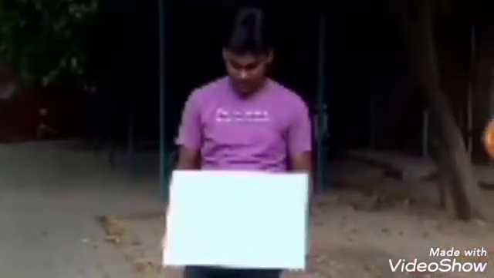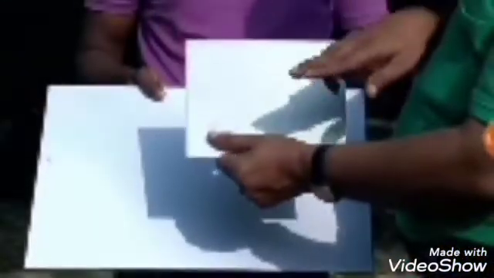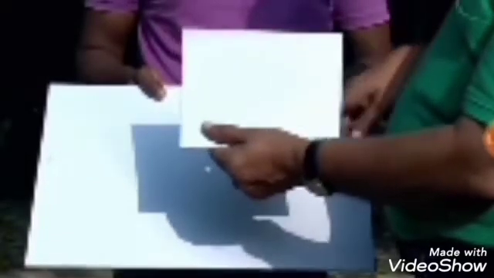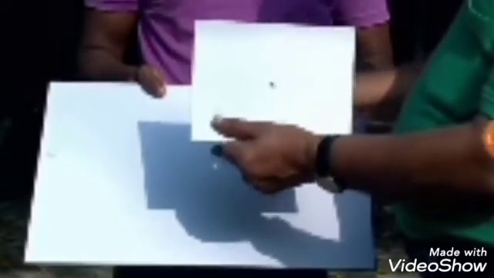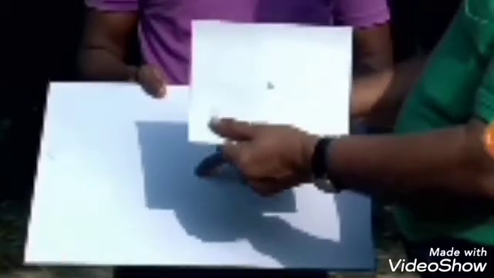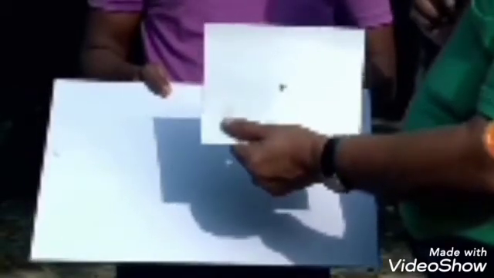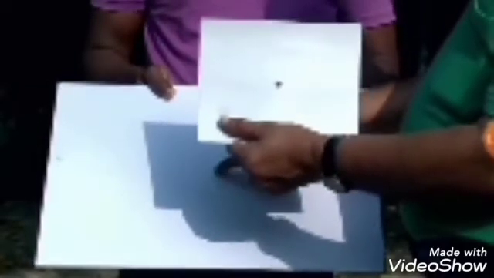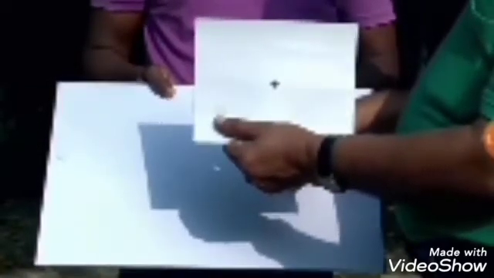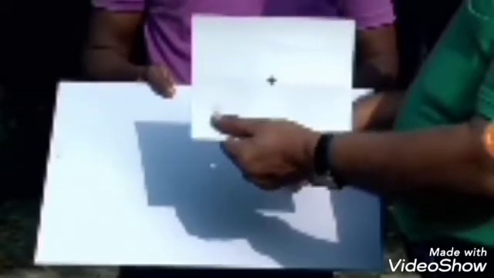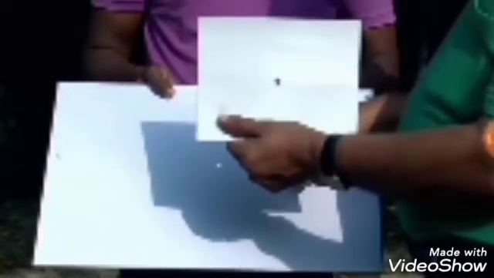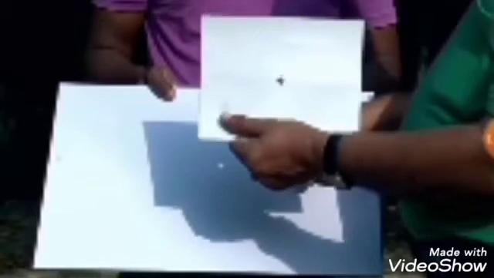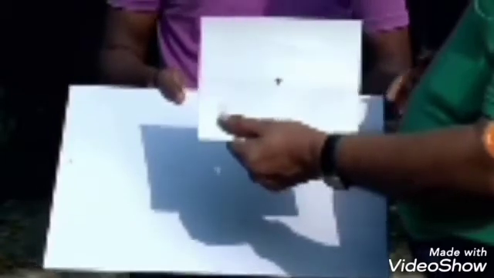Okay, so Ranjit is holding the screen, and sunlight is passing through this hole, and on the other side it is going and making a pattern on the screen. And as expected, the pattern made by the light on the screen is also in the shape of that mathematical plus sign. Now see what happens if the screen is taken away from this opening.